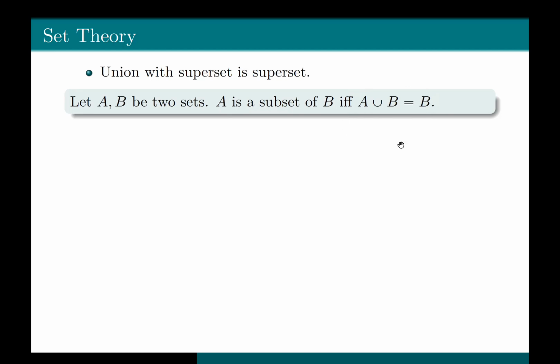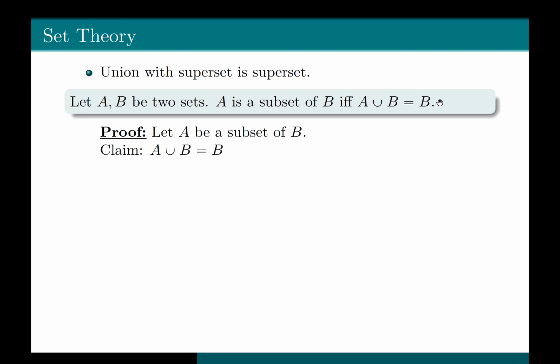And then conversely, we will assume that this holds, and we will have to prove that A is a subset of B. Okay, so let's start the proof. So let's assume first that A is a subset of B. We will prove that A union B is equal to B. That is our claim, that A union B is equal to B.